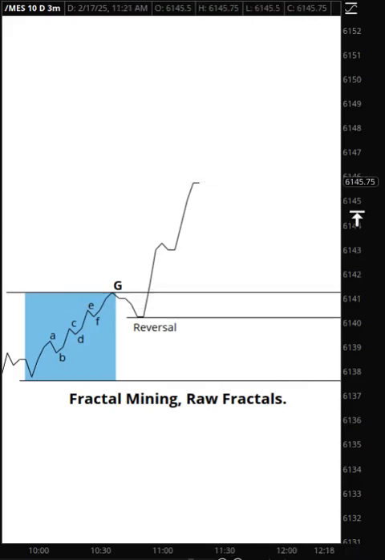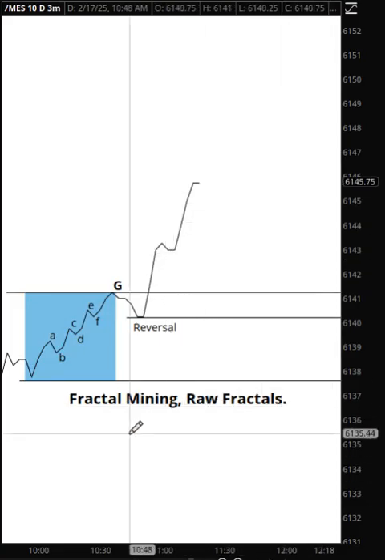Okay, you can trade 1 contract, 2 contracts, 3, 5, or 10. Generally, I go 10. All right, so it all depends on your count and how much you want to risk. If you're a beginner, stay with maybe 2 contracts until you get really proficient at finding the raw fractals.